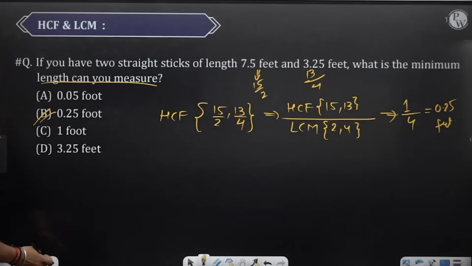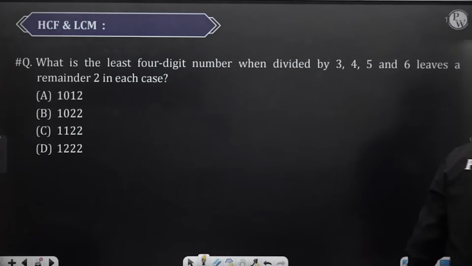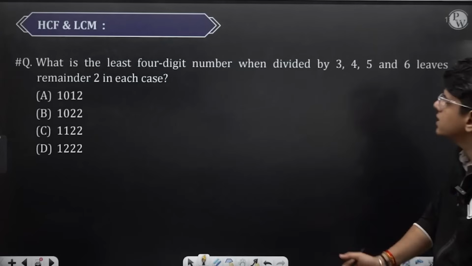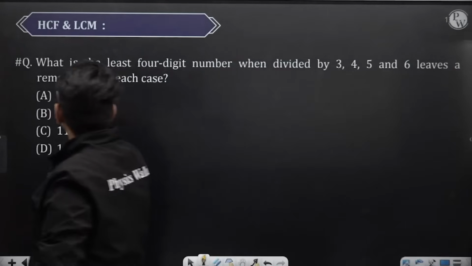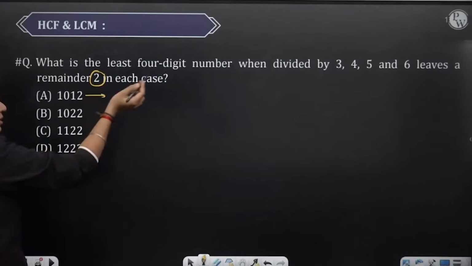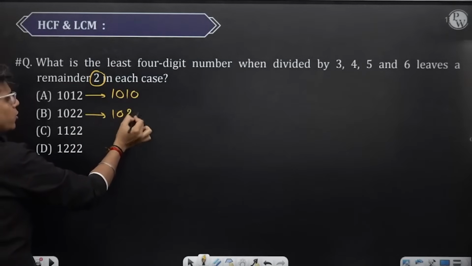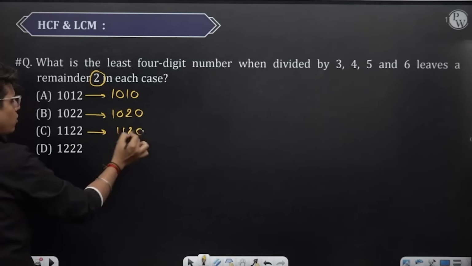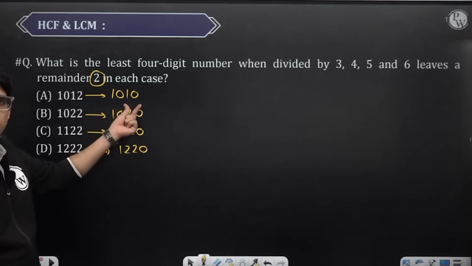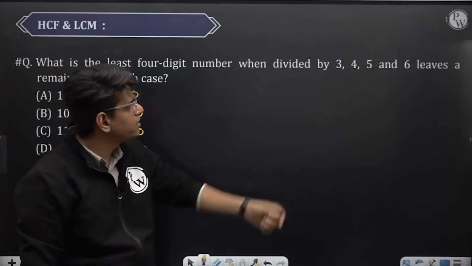Another question that can be asked is this. What is the least 4-digit number? You must have seen such questions. What is the least 4-digit number which when divided by 3, 4, 5, 6 leaves the remainder 2? Now, if the number leaves the remainder 2, the number which is divisible by these numbers can be 1010 or 1020 or 1120 or 1220. Now, we have subtracted the remainder. So these numbers should be divisible by 3, 4, 5, 6.